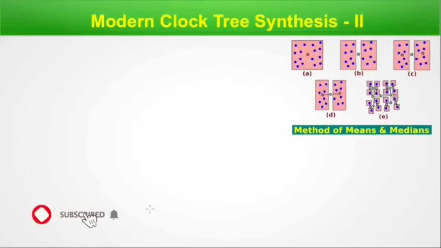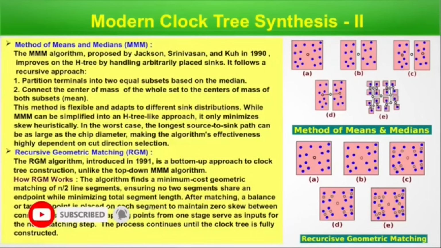Modern clock tree synthesis. This is the second slide. Method of means and medians. The MMM algorithm proposed by Jackson, Srinivasan and Pu in 1990 improves on the H-tree by handling arbitrarily placed sinks. It follows a recursive approach: partition terminals into 2 equal subsets based on median. It's partitioning, again based on median.